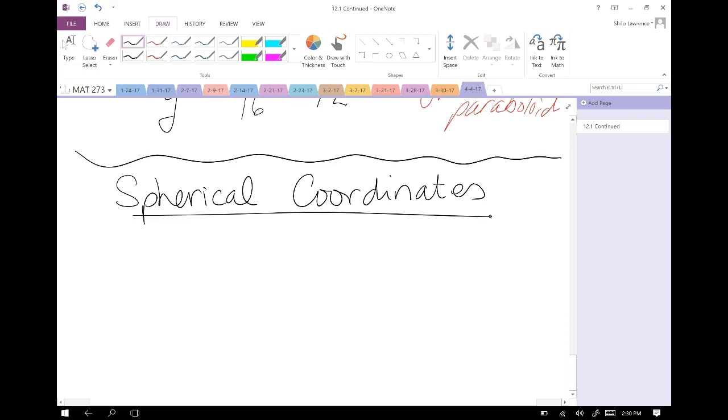So a few days ago, probably a week ago, we talked about polar coordinates. Polar coordinates are, no, I actually don't know where it is in this book.